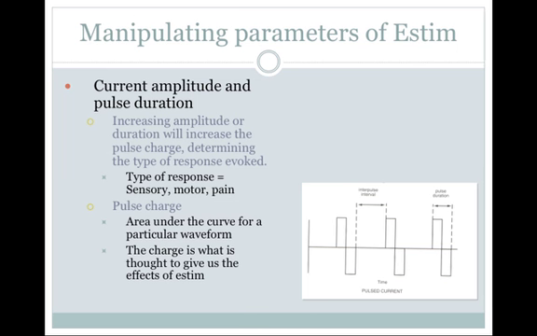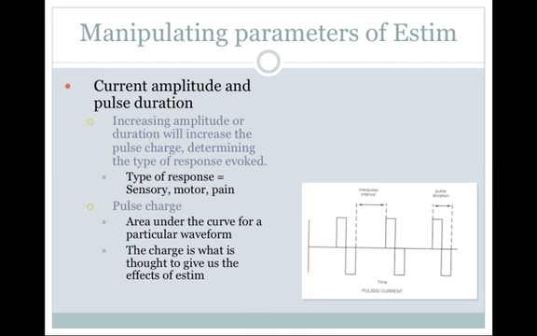Alright, so let's first talk about amplitude and pulse duration. The amplitude is what you're setting when you turn the big volume knob on the front of each of the machines. And that's increasing the current amplitude, or it's increasing the intensity of the stimulation. And whenever you're seeing a diagram, that's going to be the y-axis. The current amplitude is going to be the y-axis.